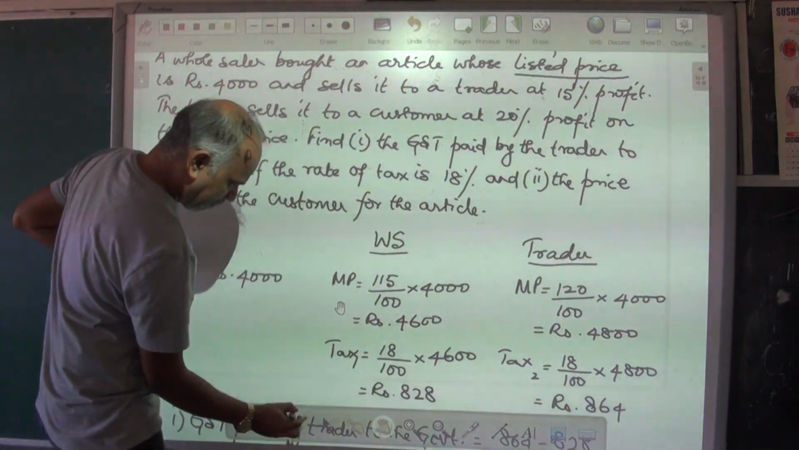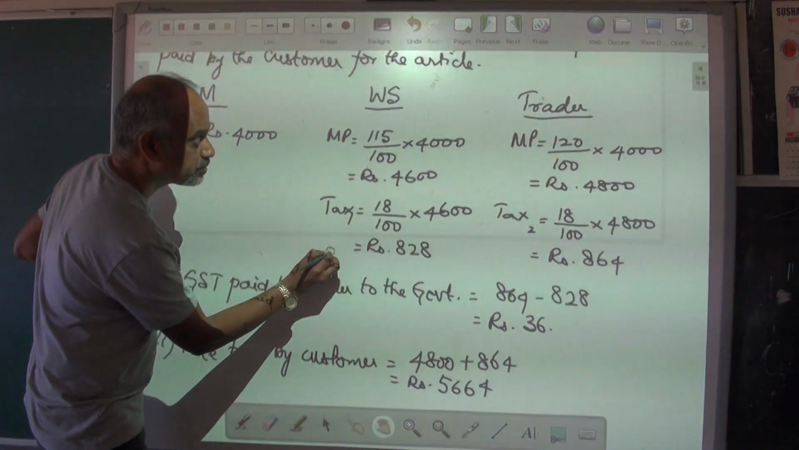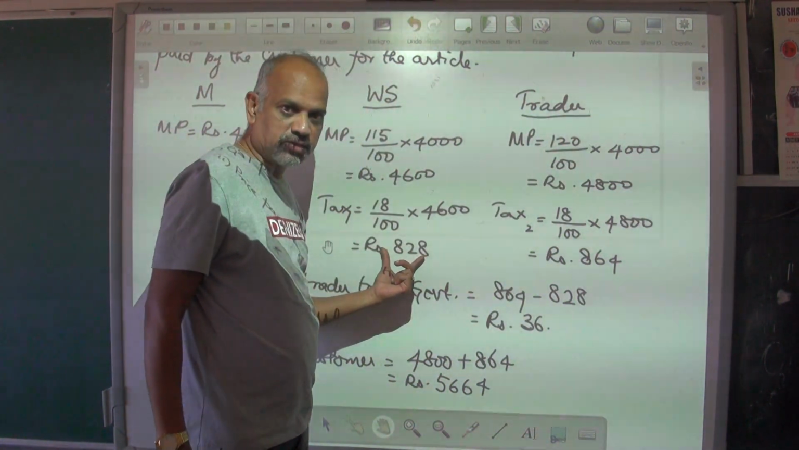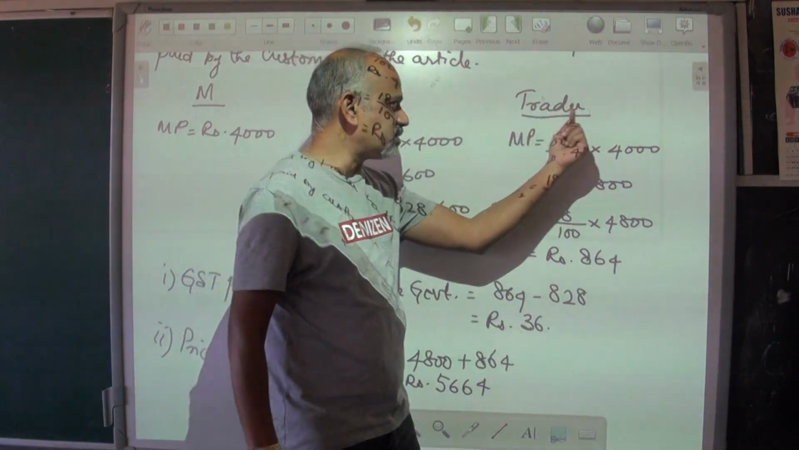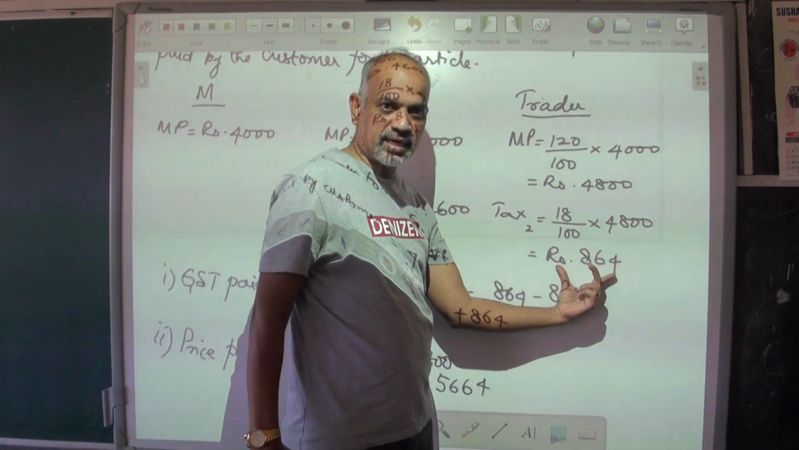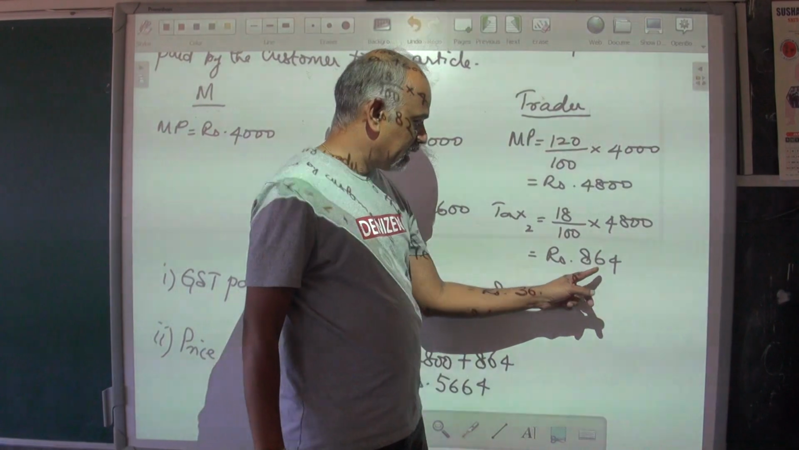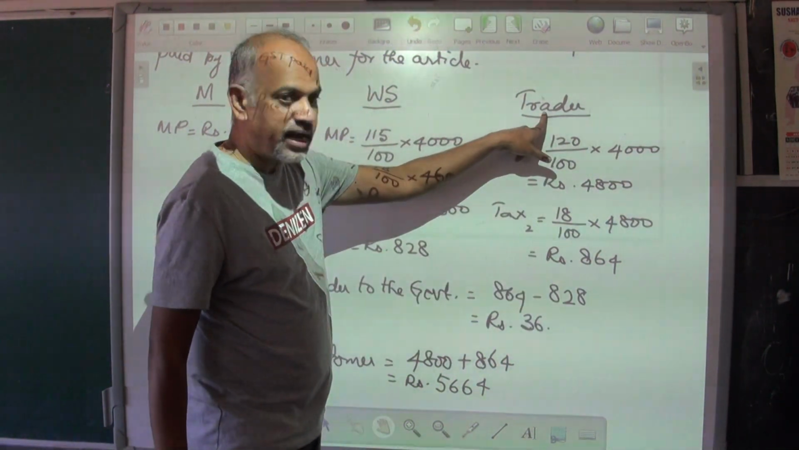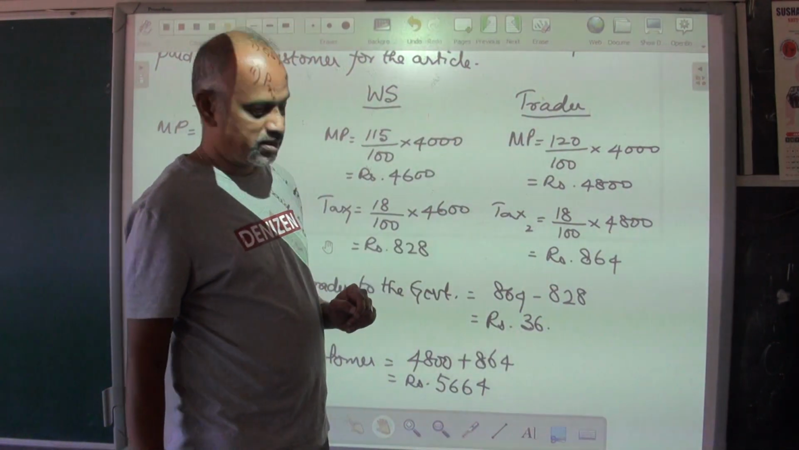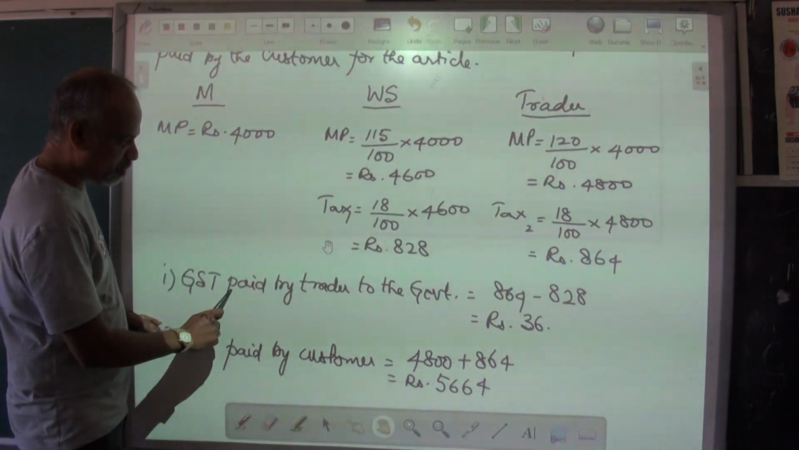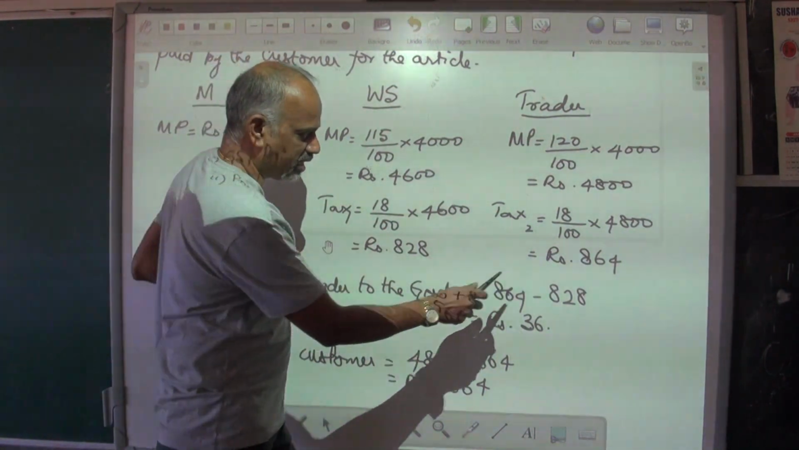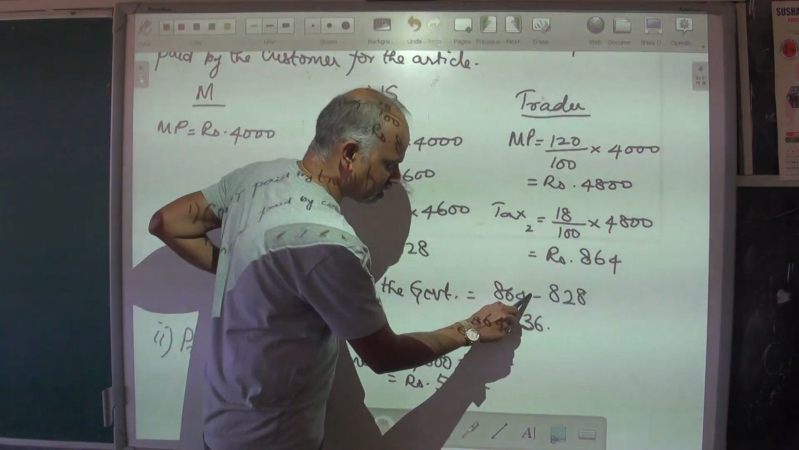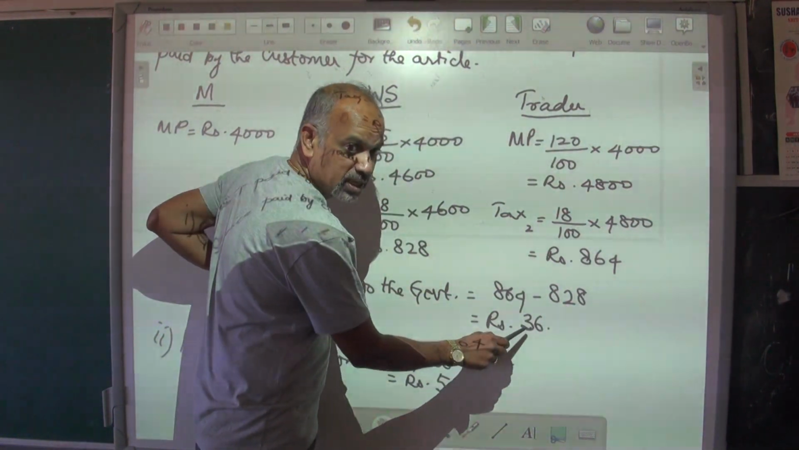Okay. So when the trader bought it from the wholesaler, he paid a tax of 828. When the trader sells it to the customer, he receives a tax of 864. The difference between these two is the GST that the trader has to pay the government. So the first answer is GST paid by the trader to the government is what he received, 864, minus what he has already paid, that's 828. That gives you rupees 36.